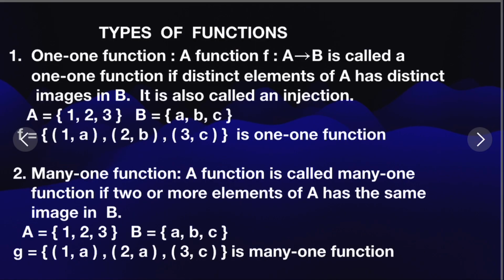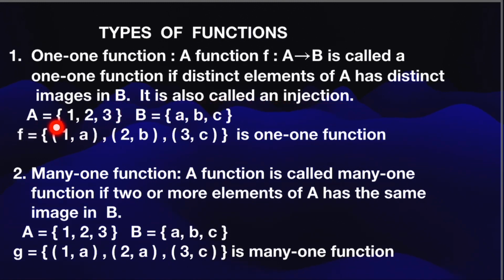We are going to study types of functions today. There are 4 different types of functions. The first one is one-to-one function. A function f from A to B is called a one-to-one function if distinct elements of A have distinct images in B. It is also called an injection.